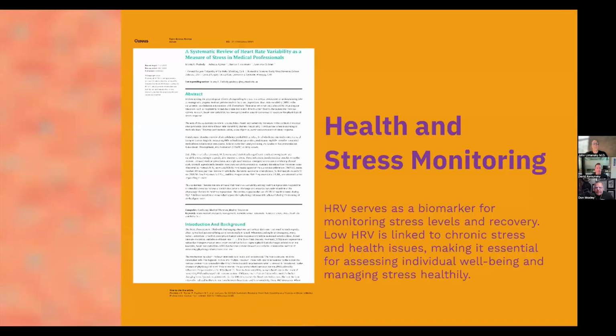In this 2023 meta-analysis of 17 articles, and I like the title of this paper, A Systematic Review of Heart Rate Variability as a Measure of Stress in Medical Professionals. So all the docs on here, this one's for you. Out of 17 articles reviewed, 11 demonstrated statistically significant changes in HRV metrics when healthcare providers were exposed to stressors such as medical simulations, procedures, or real emergencies.